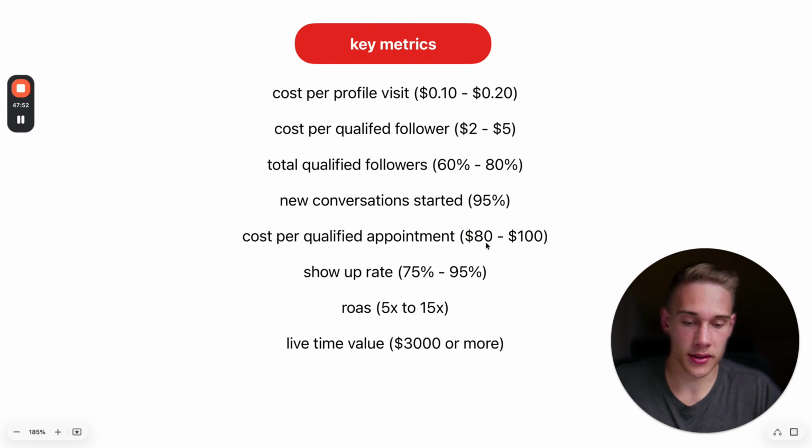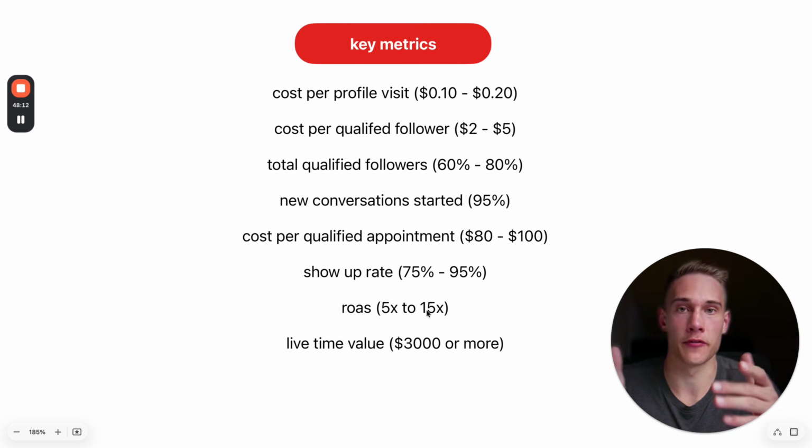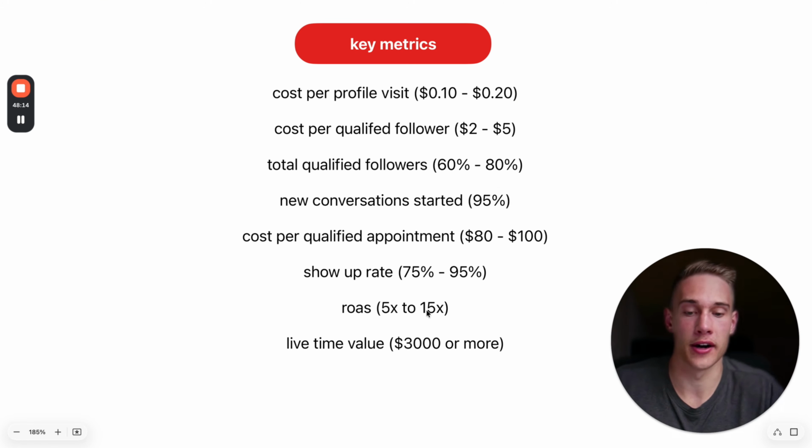Cost per qualified appointment between $80 to $100. Show up rate should be 75% at bare minimum to obviously 95%. ROAS between 5 to 15x, and obviously lifetime value of your clients should be at least $3,000. But obviously if you're running a B2B offer, it's 5 figures or even multiple 5 figures.